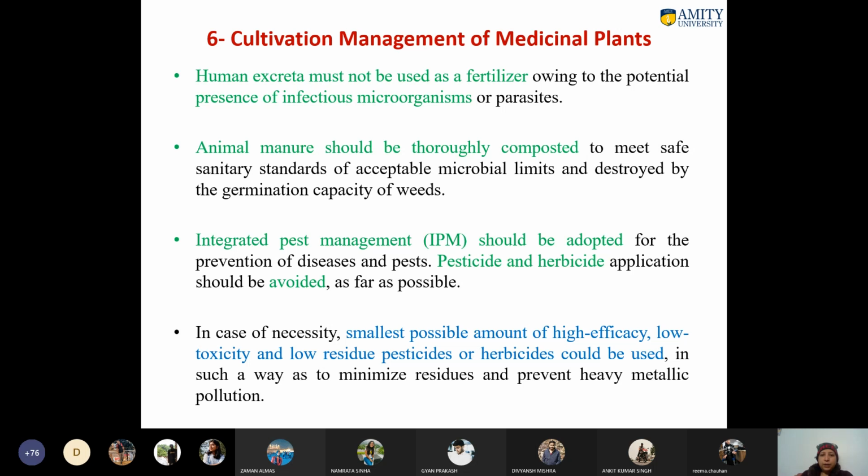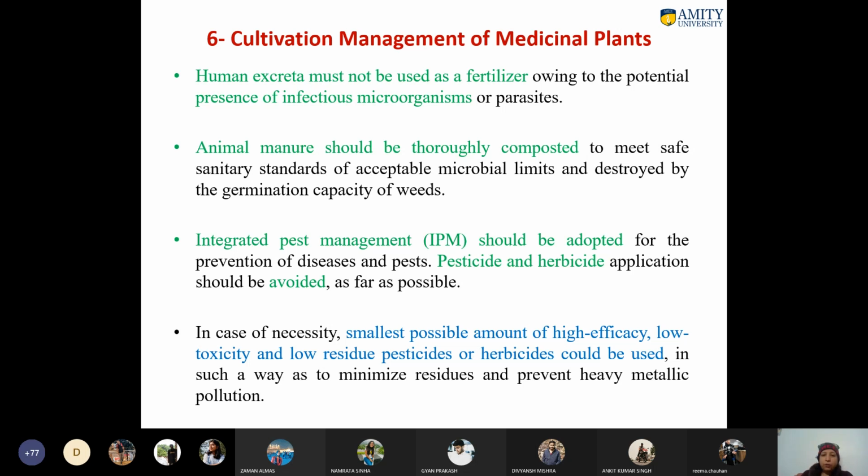Okay, and the other thing is that IPM, the integrated pest management practice, should be adopted. What is IPM practice? That also you would be studying in your other syllabus. Integrated pest management means you can use pesticides and herbicides, but in a very limited manner. Only where there is need you have to use it. Their application should be judicious. You don't have to apply pesticides and herbicides forcefully, particularly the chemical-based ones.